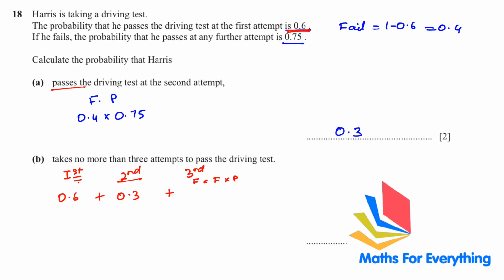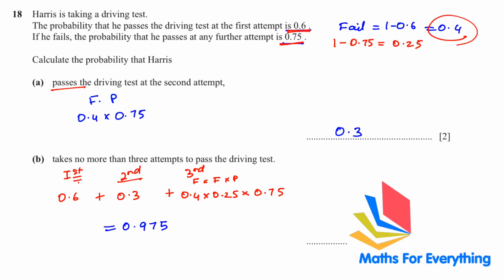So the first attempt, if he fails, we know that the probability is 0.4. But for the second attempt, his chance of passing is 0.5. Therefore, fail will be 1 minus 0.75, which is 0.25. So 0.25. And the third, if he passes, is 0.75. Put this whole thing in the calculator and we will get our answer as 0.975. So that is the probability that he takes no more than 3 attempts to pass the driving test.